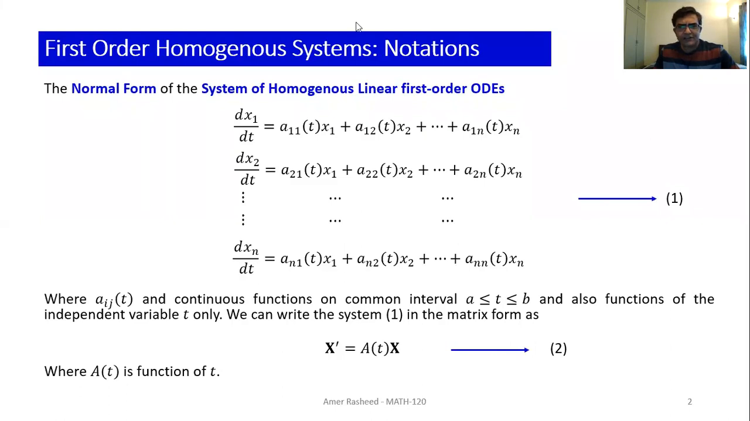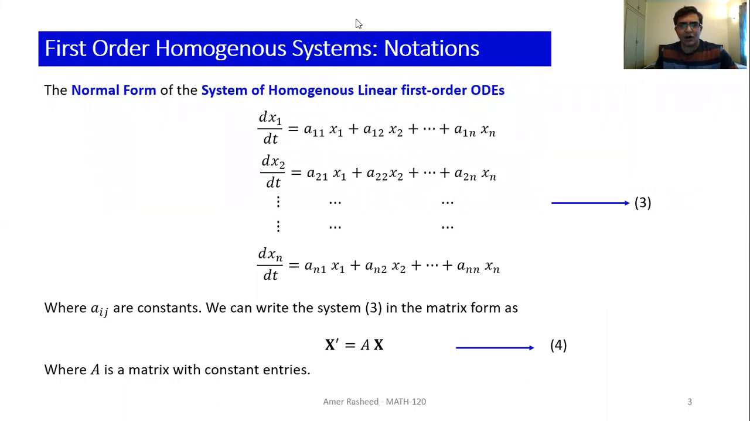Here in the system you can see that the coefficients of this homogeneous linear system depend on t. All these coefficients are functions of t. Now, what if we have the same system with these coefficients as constants? On the next slide, I have repeated the same system, but now you can see that the coefficients are only constants. They are real numbers. They are no more functions of t.